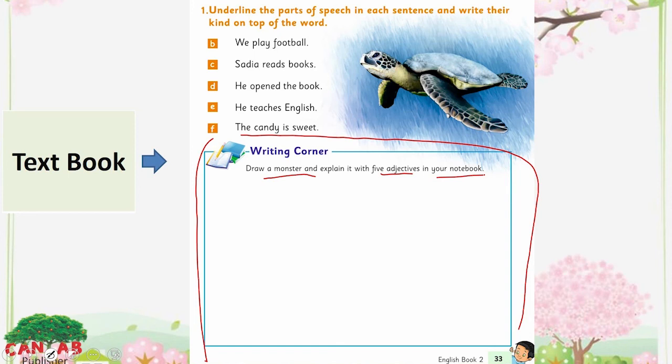फॉर एग्जाम्पल, इट्स ह्यूज, हॉरेबल, obnoxious, terrible, ugly. You can use these adjectives. ऐसे adjectives, ऐसे words, describing words आपने use करने हैं जो आपके monster को describe करें. I hope you are familiar with the describing words or adjectives because we have learned it in your previous classes too. So, it should be very easy for you to describe the monster. Think of a monster, just draw here and explain it with 5 adjectives.